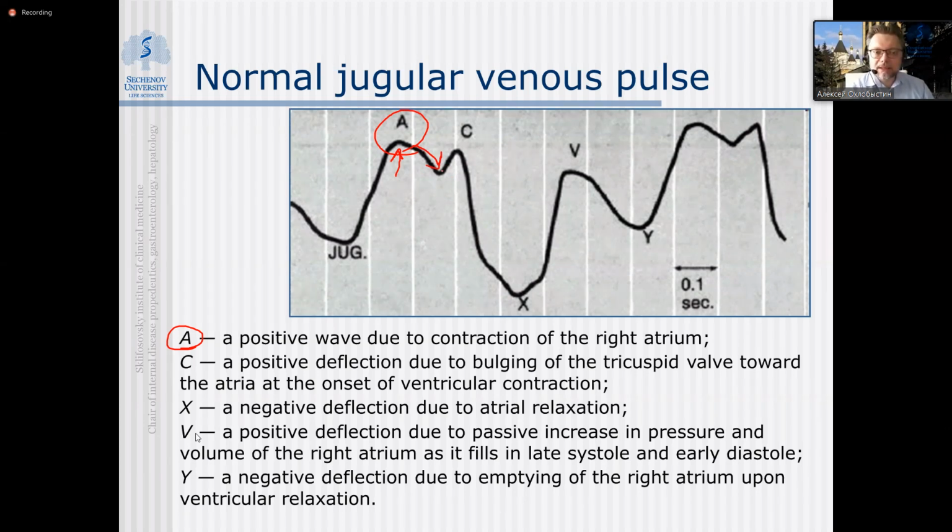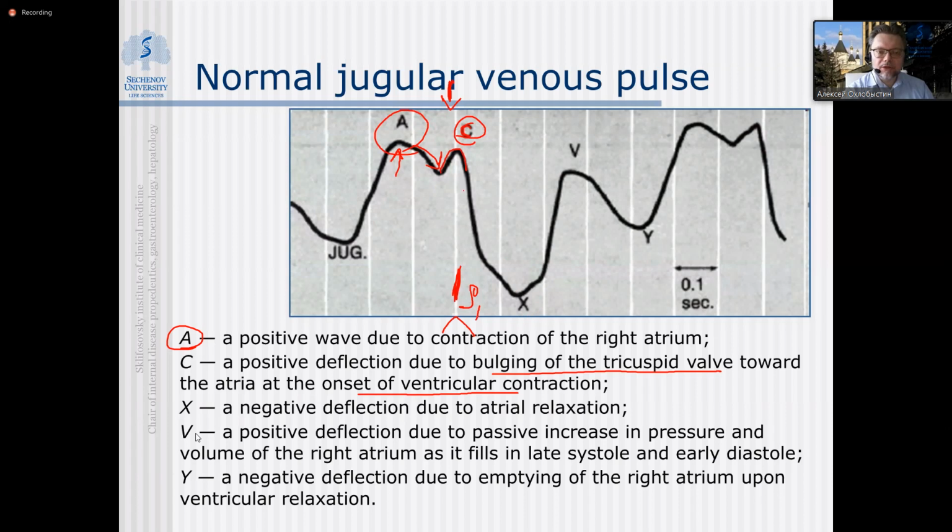But then there will again suddenly be some increase in the pressure, wave C. That is the positive deflection due to bulging of the tricuspid valve at the moment of the onset of ventricular contraction. So the very onset of ventricular systole will be indirectly visible through the tricuspid valve on the jugular vein as wave C. That is the beginning of systole. At that moment, you should see the positive pulse on the carotid artery or the first cardiac sound.